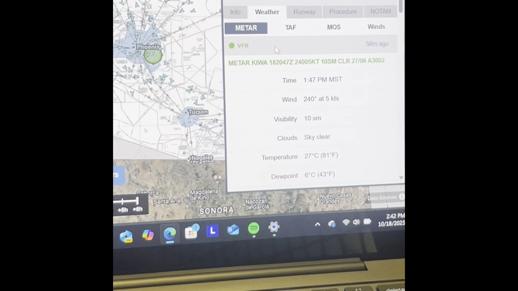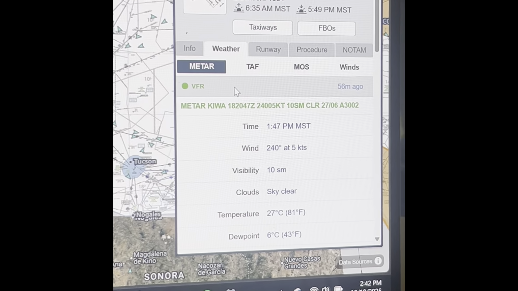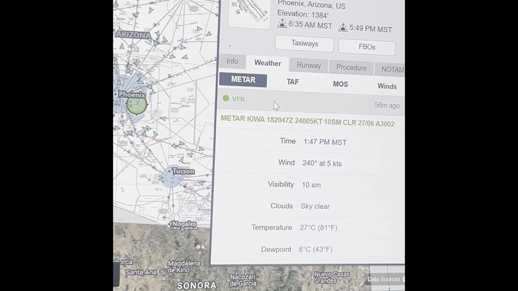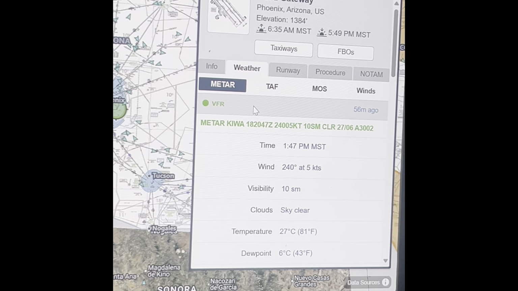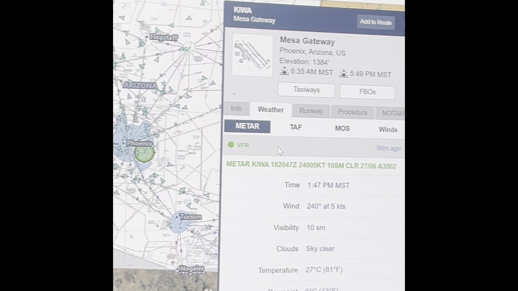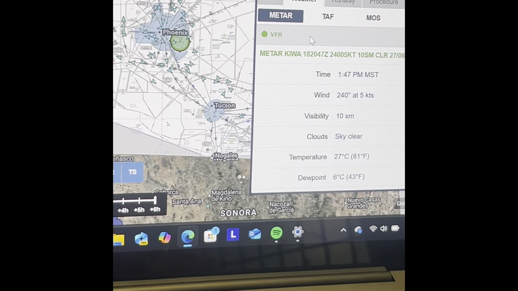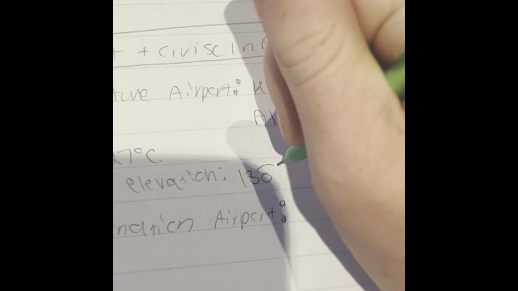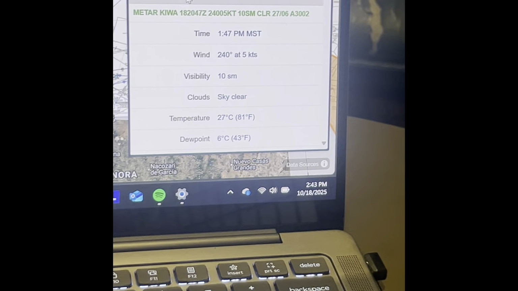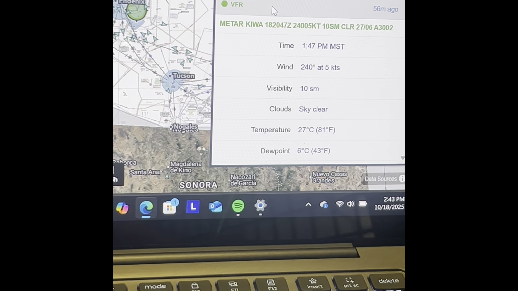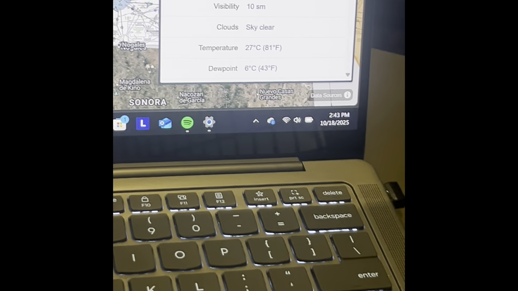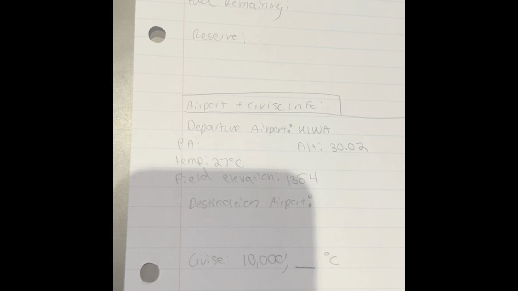And then my temperature is 27 degrees Celsius. My field elevation is 1,484, and then I put that in my field elevation. 1,484, and then my altimeter setting is 3002. And then I'm going to do 2992 minus 3002 to find my pressure altitude times 1,000.